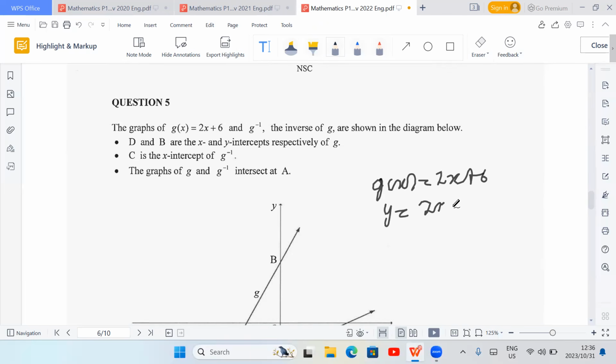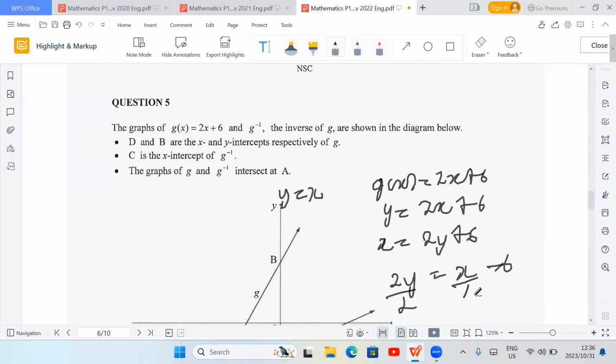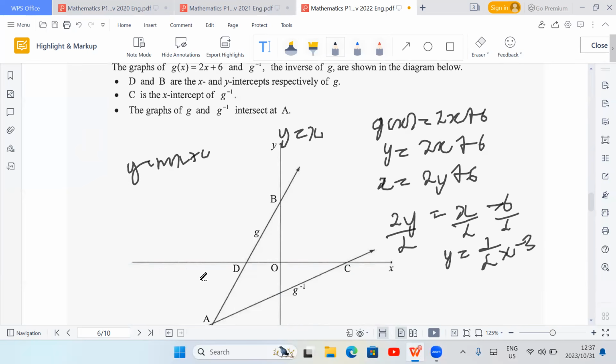This is y, right? 2x plus 6. The inverse says where there's y, put x, where there's x, put y. So x here, and then 2y plus 6. Then 2y is equal to x minus 6, divided by 2, divided by 2. Now I have y is equal to half x minus 3. So you see, it is still in the form of y equals mx plus c. So it is still a straight line, right? It's unlike the exponential and the logarithmic. If you inverse an exponential, it becomes log, but if you inverse a log, it becomes exponential. This one, if you inverse a straight line, it still becomes a straight line.